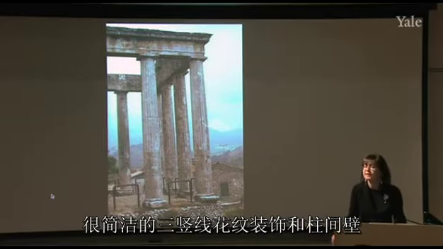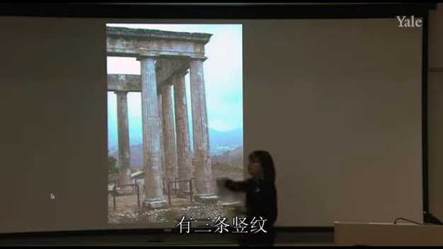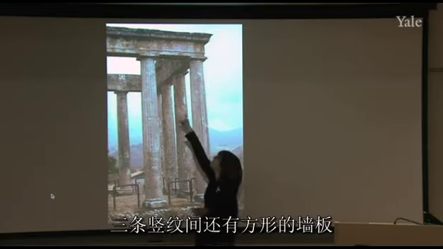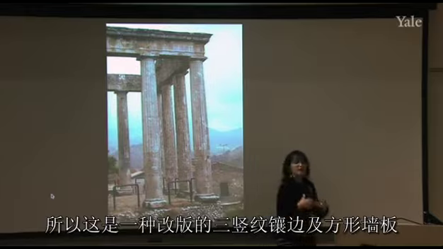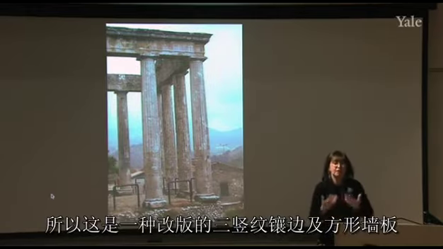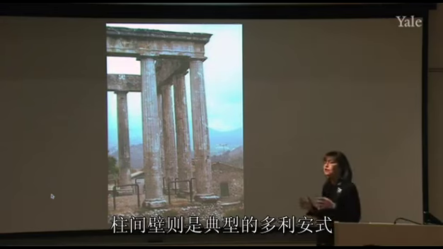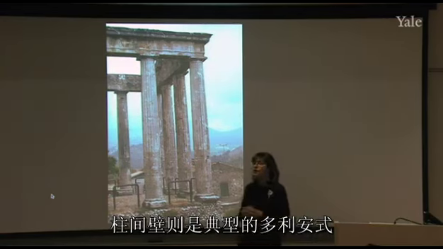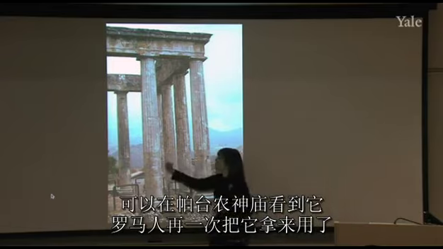Triglyphs and metopes. Triglyphs are triple striated bands, and you can see them up there, and in between them square panels. So this alternation of triple striated bands, the triglyphs, and the square panels, the metopes, is typical of the Greek Doric order. You see it in the Parthenon, for example, and it has been taken over here by the Romans.